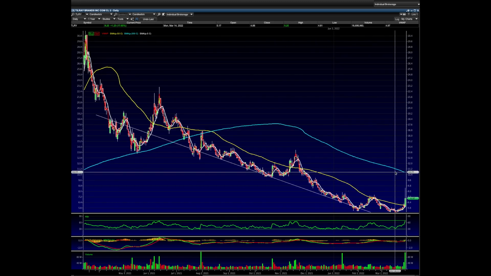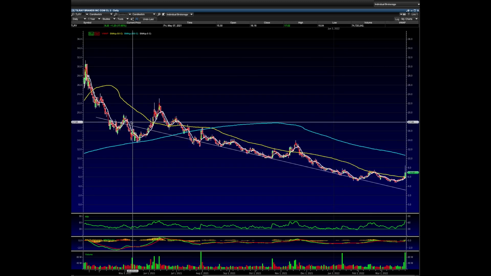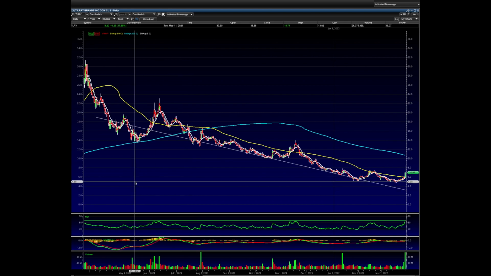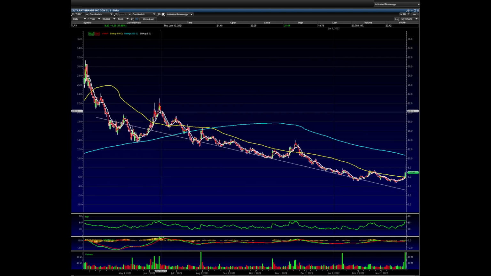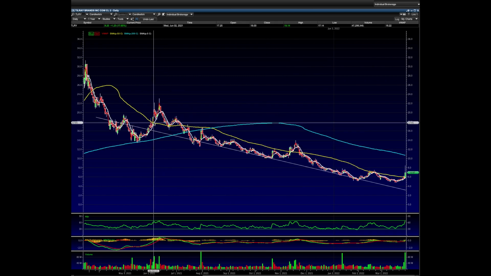So here we got TLRY, the TLRY 1 year daily candle chart. The first thing I see is a clear downtrend with the tendency to break out when it breaks the 50 SMA, which it's done twice this year.